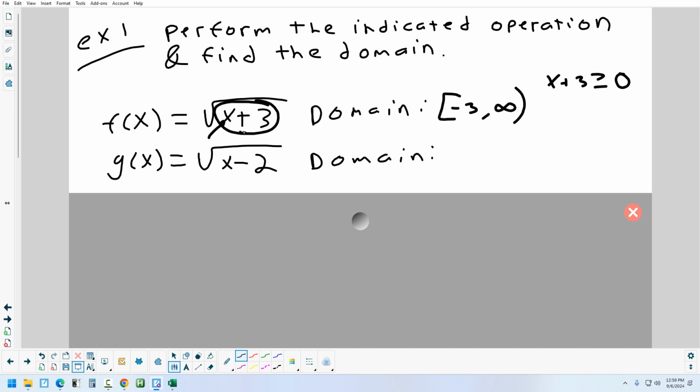Okay. How about this bottom one? What numbers would you have to pick for x to make sure that x minus 2 is never a negative number?